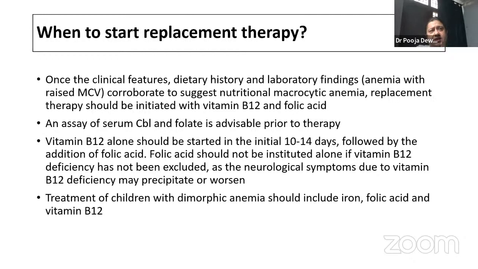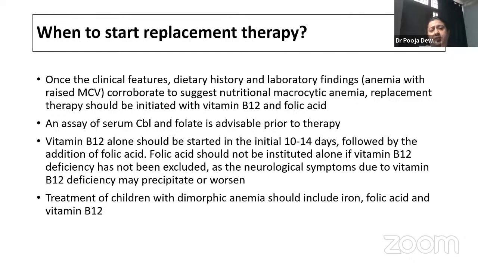If you have a patient with subclinical deficiency of B12, then what is required is only a dietary reinforcement. You need to counsel the patient to take a diet. If they are vegetarians, then obviously they may require therapeutic supplementation in the form of at least the RDA being provided to them by a supplement. Otherwise, therapeutic doses are not required where there is a subclinical deficiency. But if you have clinical features which are suggestive along with the dietary history and laboratory findings, then you don't have to waste any time and you have to start treatment with vitamin B12 and folic acid. Prior to that, you must get an assay of your serum cobalamin and folic acid.